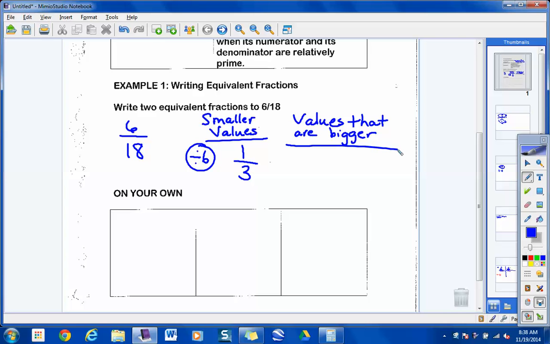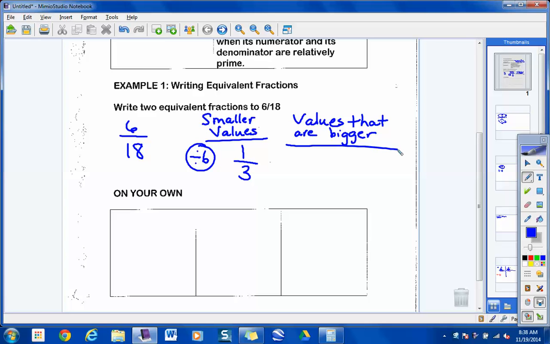Can you guys think of values that are bigger? Times by what? So he's saying take everything times 6. Do I have to use 6? Could I times everything by 2? Could I times everything by 3? Could I times everything by pi? Could I times everything by 22? Sure, I could, couldn't I? Okay, as long as you're picking the same value to do both.